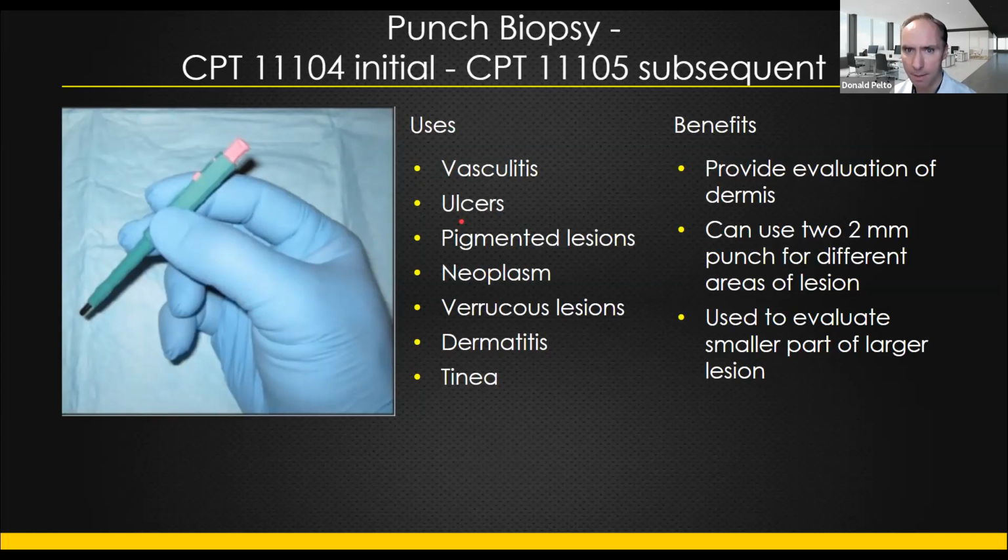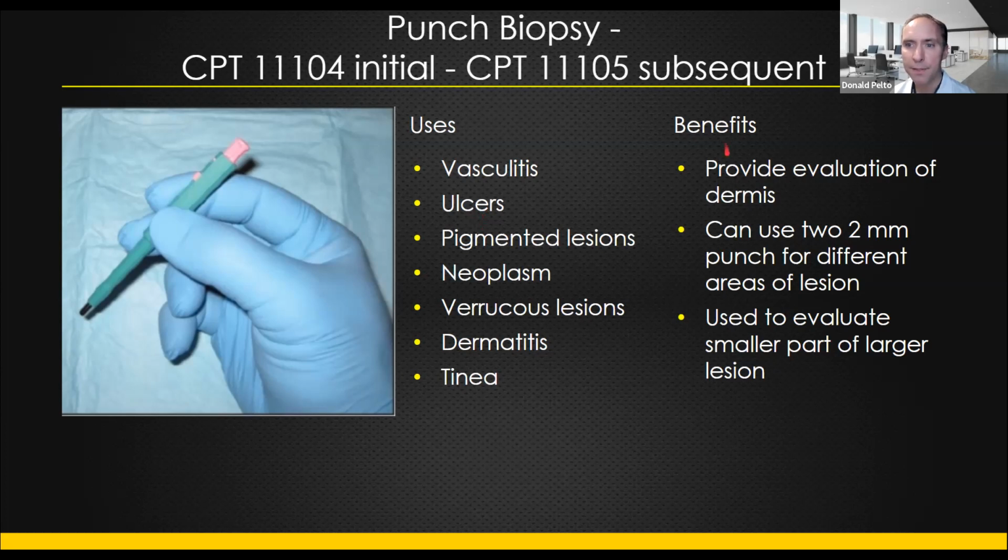So first of all, this is my number one that I use. It is a CPT right here, for a punch biopsy. You can use it for a number of things: a vasculitis, an ulcer, if you're unsure and it's not getting better, a pigmented lesion, neoplasm, a verrucous lesion that looks like a wart, dermatitis, and tinea. These last two are the most common things that I use it for. Why would you use it on an ulcer? Well, if the ulcer is not responding and you're concerned that it might be a malignant transformation of that ulcer, you are certainly entitled to do that.